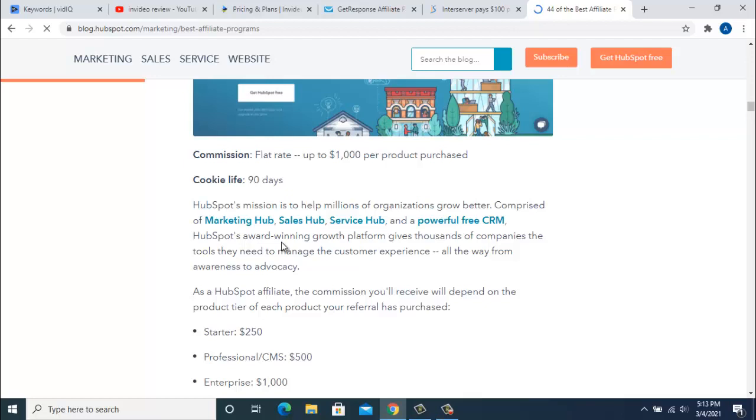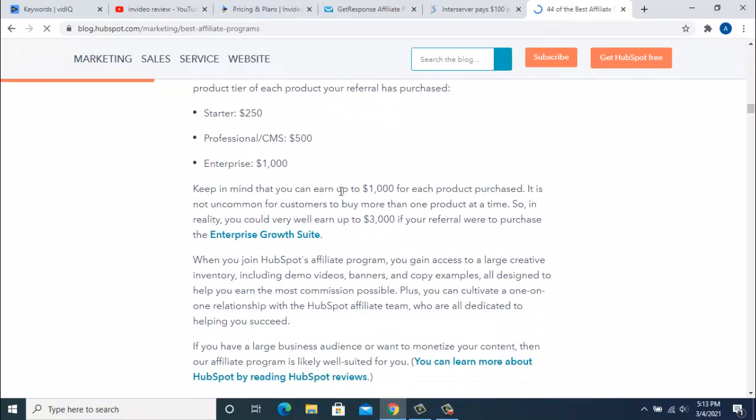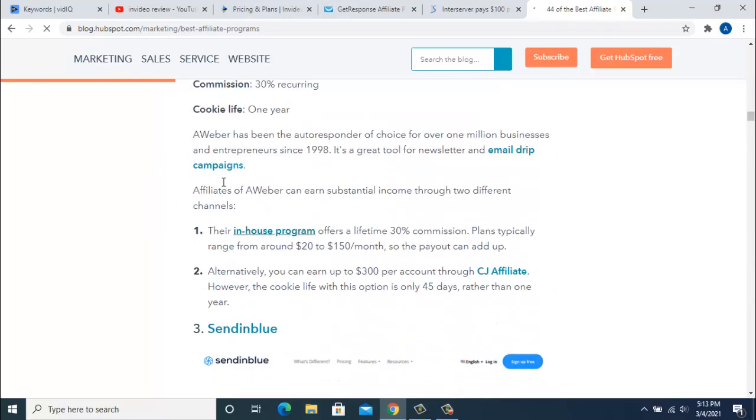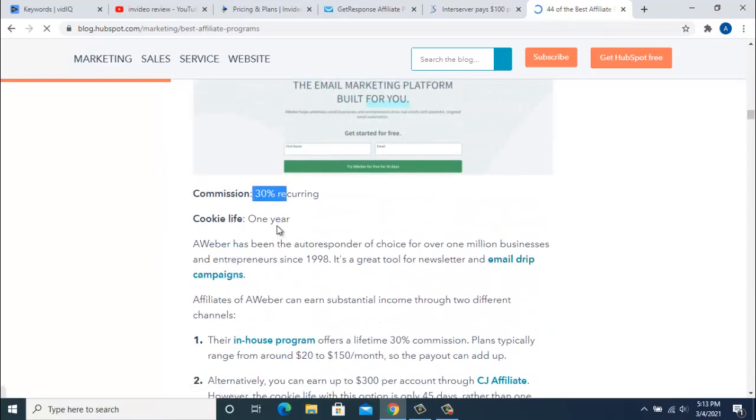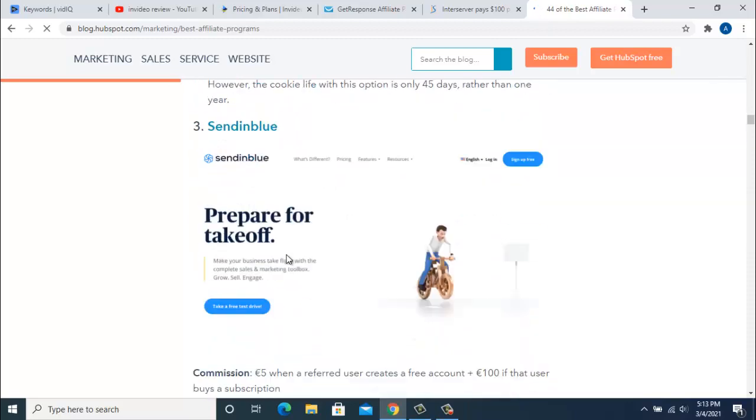So that means, for example, if the product has a 90-day cookie period, you're going to earn commission as long as the person who clicks your link buys in the next 89 days. So after 90 days, then it's no more your referral. Okay, so that being said, let's look at other programs here. It has 30% recurring and the cookie life is 1 year.